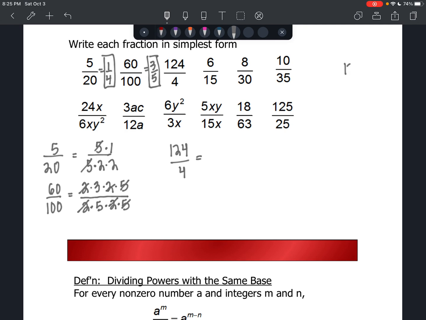So 124, I'm going to break that down. That's going to be 62. 2 goes into 62 31 times. So I've got 2 times 2 times 31. I think that's correct. 2 goes into 12, 6. 2 goes into 4 twice. 31 twice is indeed 62. And then in the denominator, 4 is 2 times 2. The 2's cancel, the 2's cancel, and we get 31.